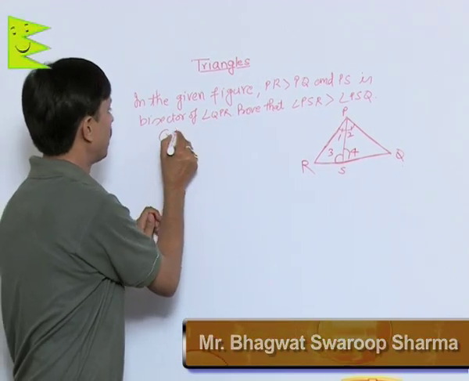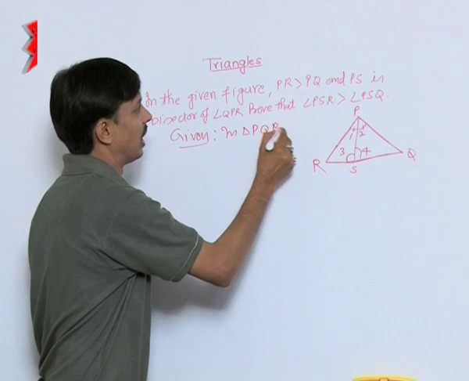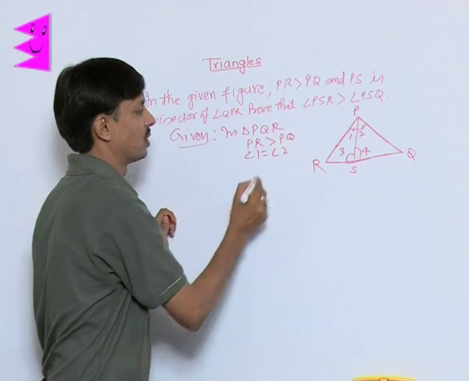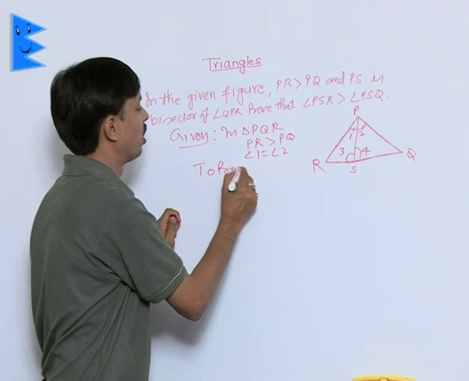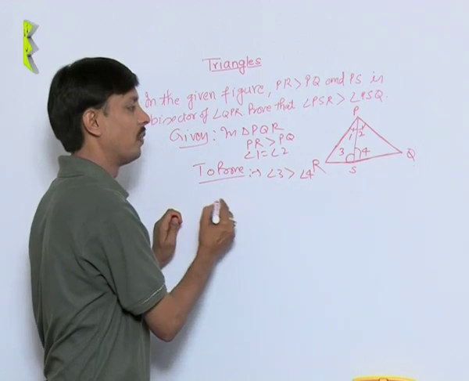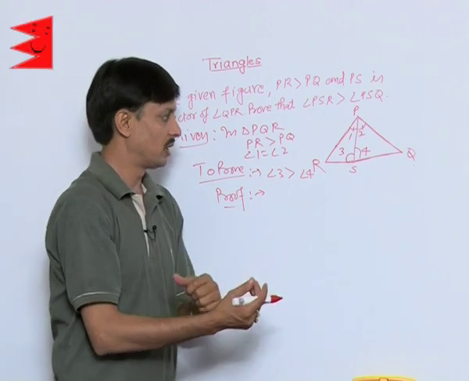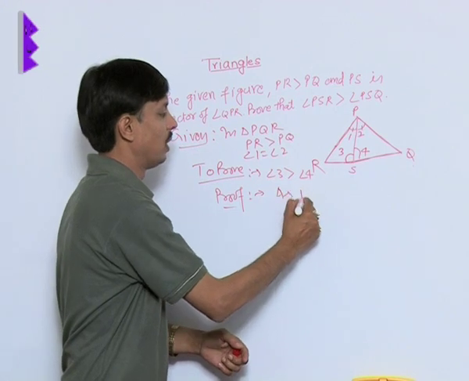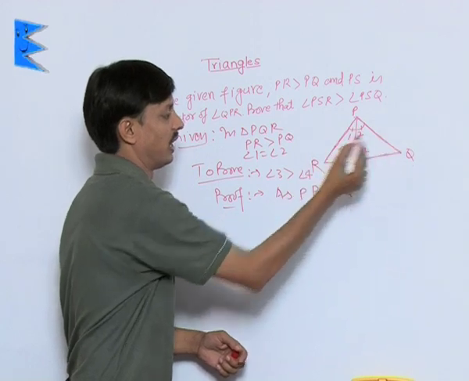So what is given? The given is in triangle PQR, PR is greater than PQ, also angle 1 is equal to angle 2, as it is a bisector. So what do we want to prove here? We want to prove that angle 3 is greater than angle 4. I am taking its proof. The proof is very easy, a bit of understanding is required. As we have the length PR greater than PQ.